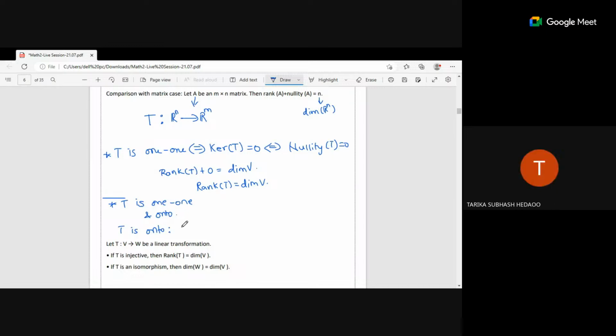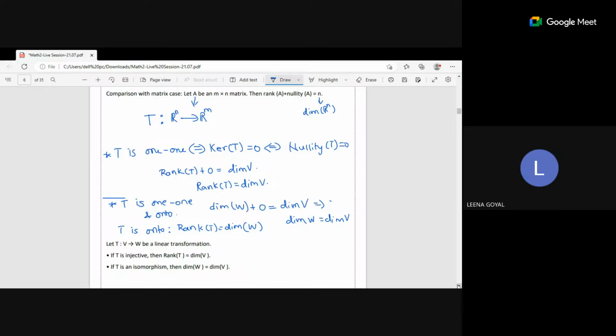Rank is equal to the dimension of your W, the codomain. So what happens in your rank nullity theorem? Your rank you can rewrite with W, and nullity is 0, and you have here the dimension of V. So what are you getting? Dimension of W is equal to dimension of V. So if T is an isomorphism, you know that the dimension of W is equal to the dimension of V. So the domain and codomain will have the same dimension.